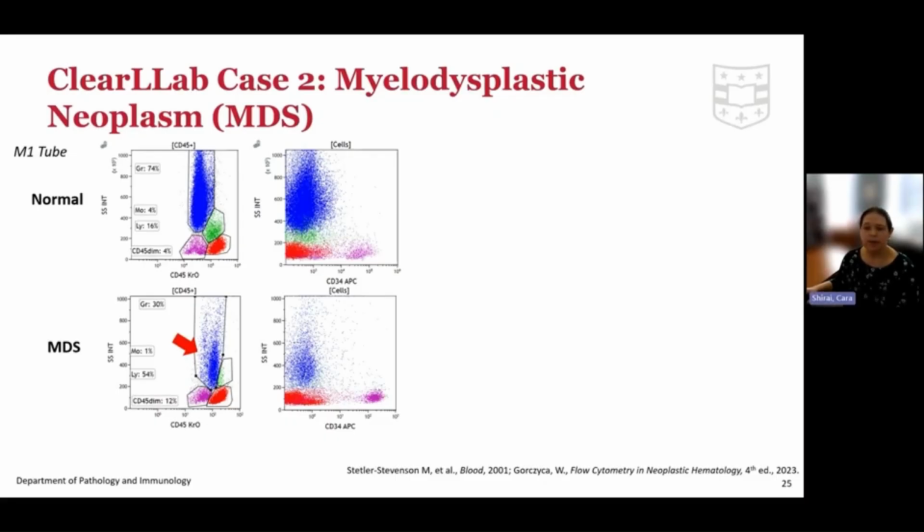In addition, the CD45 dim low side scatter gate is increased at 12% of total cells. This is a discrete population that expresses CD34 as shown in the second graph, indicating the patient has increased blasts. The blast population also has a relative increase in the level of CD34 expression when compared to normal myeloid stem and progenitor cells. Recall that over or underexpression of antigens is a characteristic finding in malignancy.